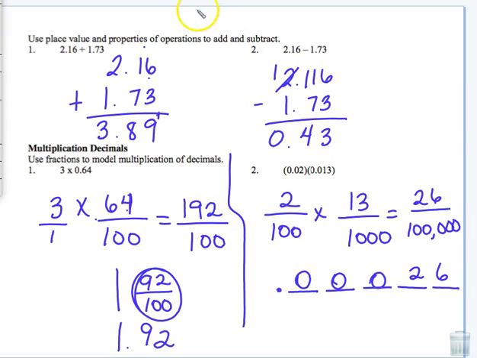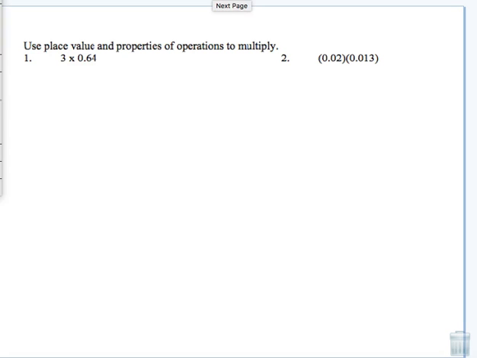Okay, going on to the second page of your notes, we're going to do the multiplication of these fractions using the standard algorithm, the rule that you probably learned. What I like to do is completely drop the decimals.